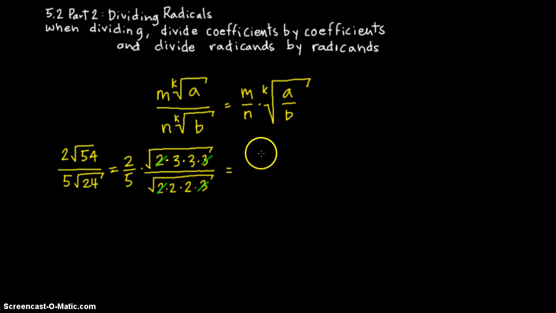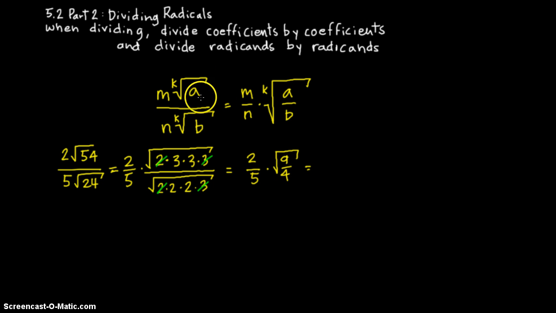So then I get to look at what I got left. I got 2 over 5, so 2 over 5 times the square root of 3. Whoops, no, it's not 3. It's 3 times 3. Square root of 9 over 4. Now I can look at that in a different way. Let's just look at that.